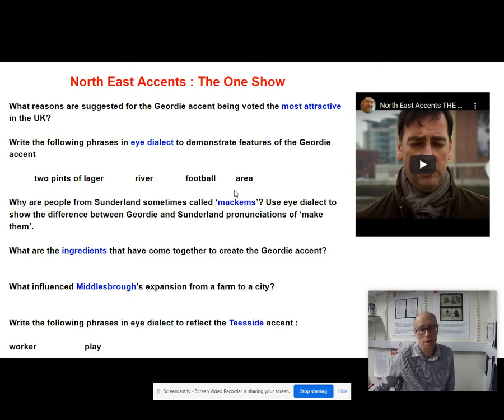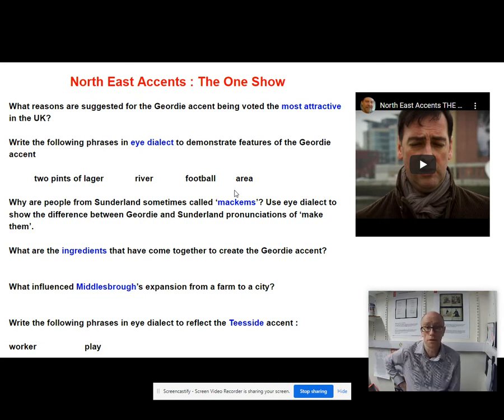Okay, so what are the ingredients that have come together to make the Geordie accent? The key thing to say here is what we've had in the previous slide, that really you have to go back 1,500 years, back to the 4th and the 5th century, to see when the Anglo-Saxons were starting to settle great areas of the north. So that's had a big impact on the emergence of Northern English.